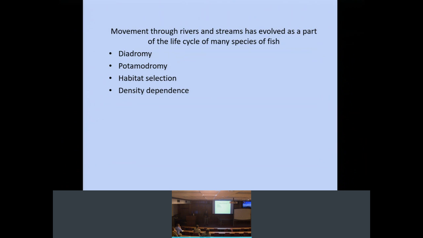Habitat selection, so this may not have anything to do with seasonal life cycle. It may just be a fish is here. The good habitat is upstream. It needs to move through the stream or the river to get there.